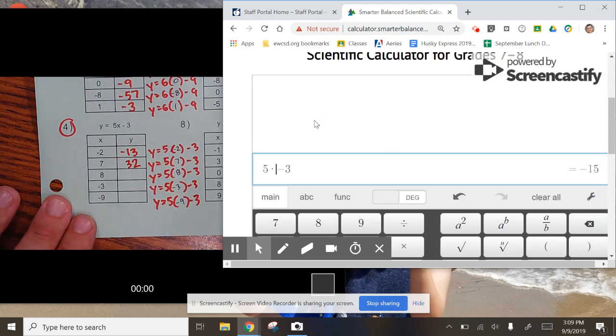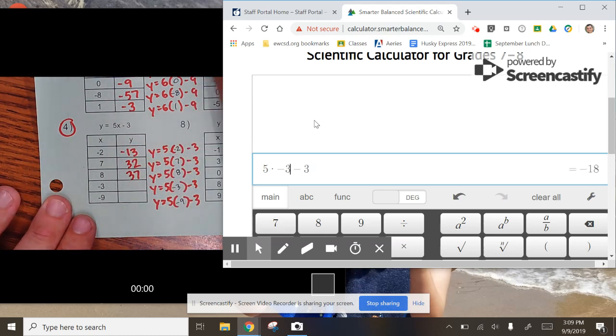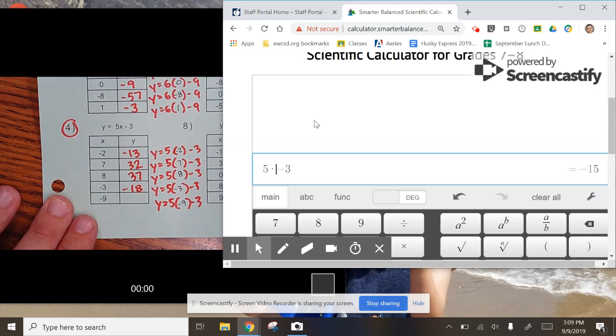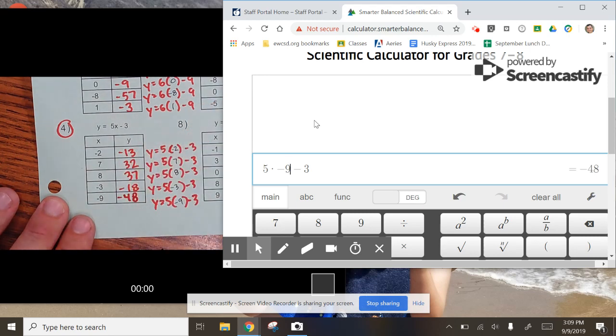Next one's 8. I get 37. Next one's negative 3. Hopefully you're getting the hang of this. Negative 18. And the last one's negative 9. And you're going to get negative 48. The last one I'm going to do is number 7.